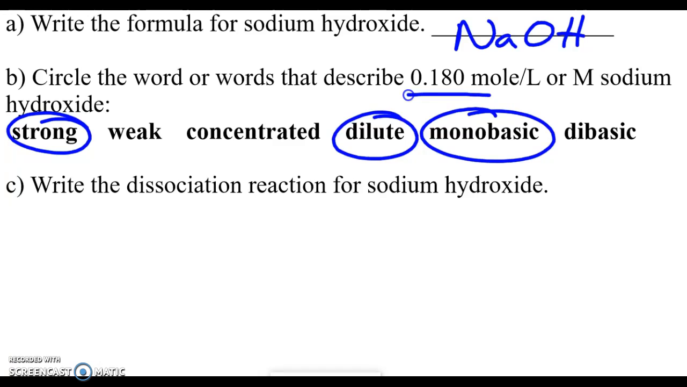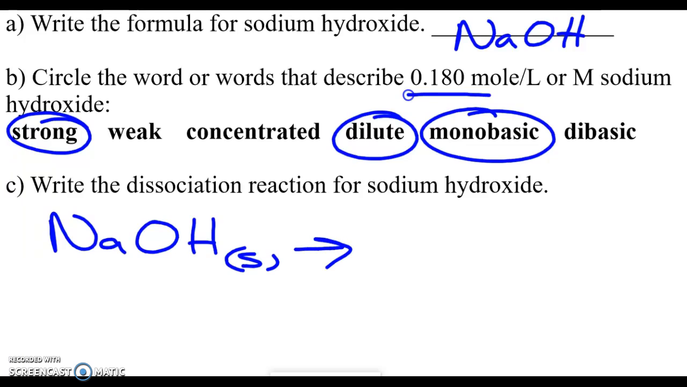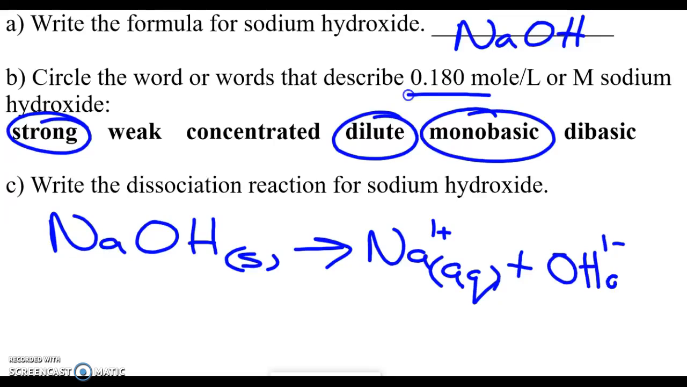Write the dissociation reaction for sodium hydroxide. So NaOH, solid, and that's going to break apart into Na+ ions. And that's going to be aqueous. It's not going to break apart unless you throw it in water. And then you get hydroxide ions. And again, aqueous. Dissolved in water. That is the dissociation.